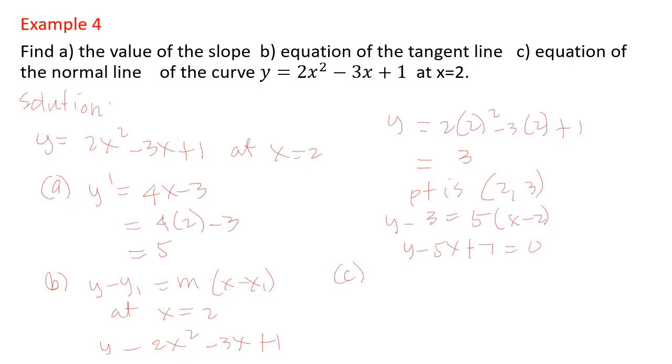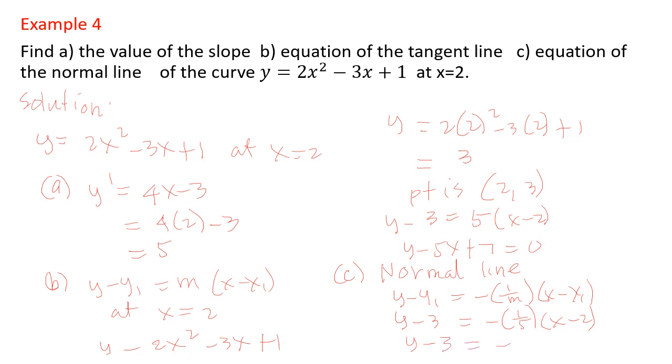So letter C, normal line. Normal line: y minus y sub 1 equals minus 1 over m times x minus x sub 1. Y minus 3 equals minus 1/5 times x minus 2. Or simply you have this one, y minus 3 equals minus 1/5 times x minus 2.